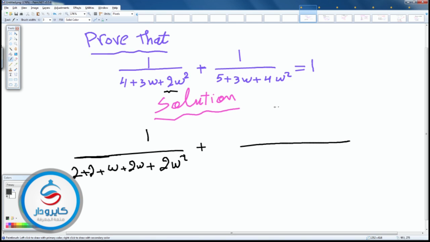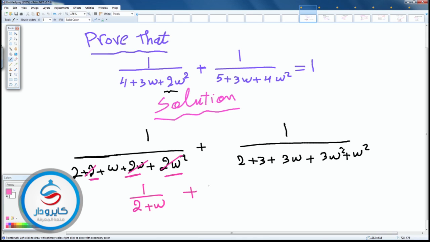Repeat the same step in the second part. This is 3 omega, the smallest coefficient. Then we have 3 omega square plus omega square, and this is 5, which is 3 plus 2. Take care, my dear. This 2 plus 2 omega plus 2 omega square means 0. Now which is left? 1 over 2 plus omega. Also we have 3 omega square cancelled. It will be 1 over 2 plus omega square.